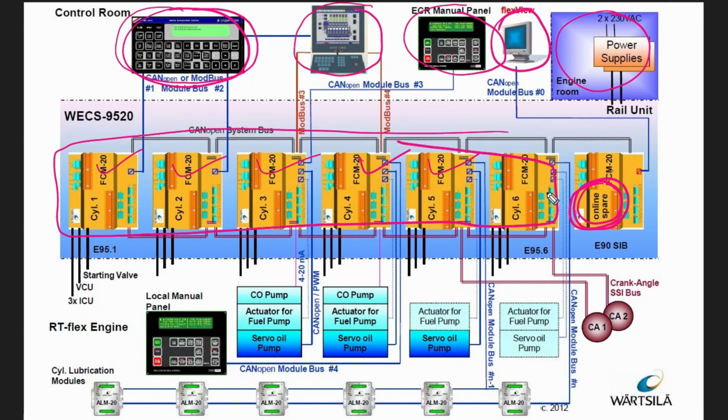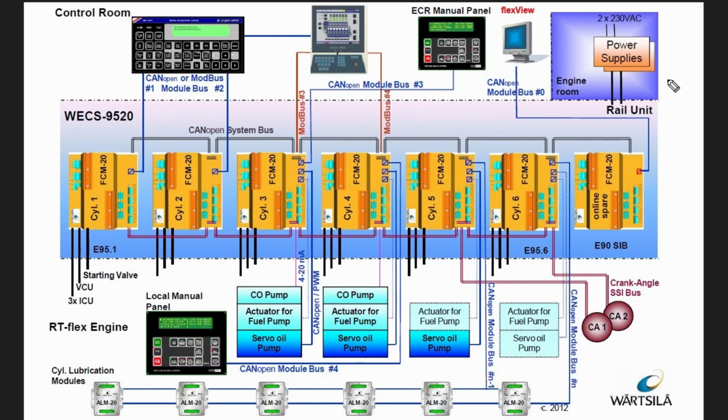These are connected to your crank angle sensors, also your actuator, fuel oil pumps, servo oil pumps, control oil pump, actuator for fuel oil pump, and these local panels, even your cylinder lubrication also. VCUs, you can see ICUs, starting valve, all these things are connected to FCM. So FCM is the brain for individual cylinders, and you can control these FCMs from your Flex computer. I will show you this Flex computer in my next videos.